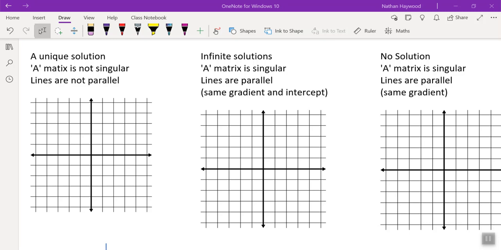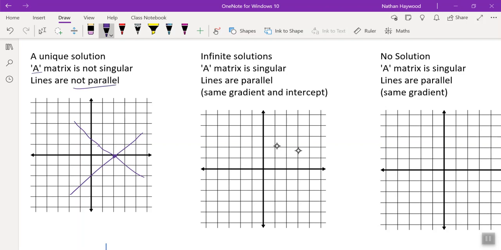Unique solution to two lines. We're just looking at 2D for the moment. A unique solution just looks like this: two lines, and where they intersect is that unique solution.